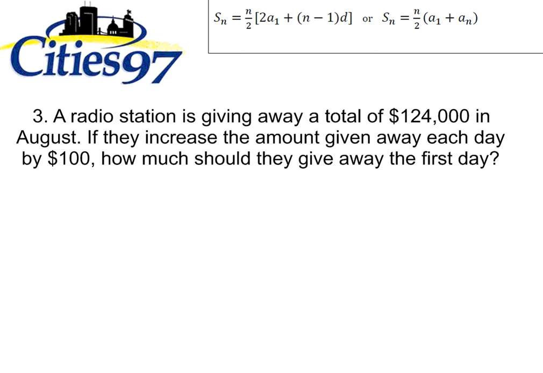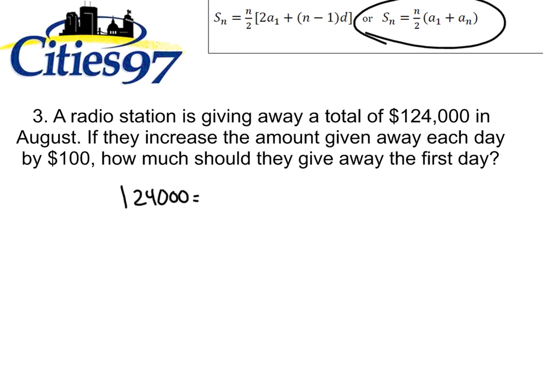$124,000 in August. If they increase the amount given away each day by $100, how much should they give away the first day? So again, you're looking for an increase in the amount given away each day by 100 bucks. And how much should they give away the first day? So there's my sum. So the sum is going to be $124,000.